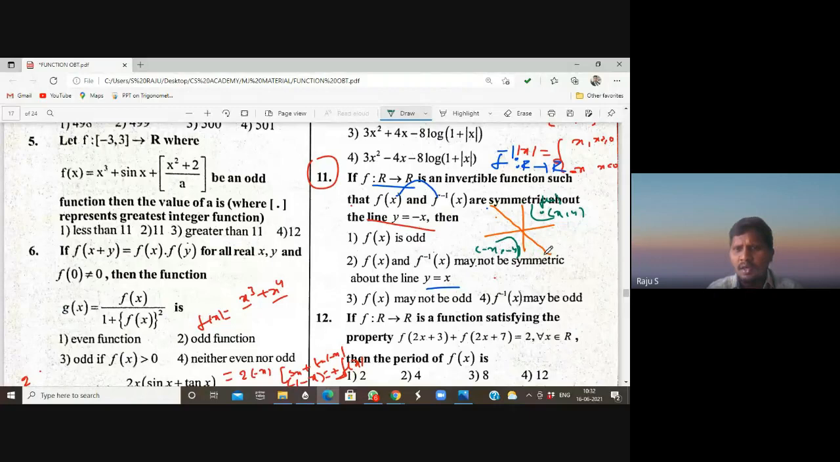And if the point x comma y lies on this graph, then minus x minus y lies on this one. If I take this function as f of x, its inverse I take as f inverse of x. You can take some alpha comma beta also, no problem. So if alpha comma beta lies on the graph of y is equal to f of x, then minus alpha minus beta should lie on the graph of f inverse of x. Otherwise, if alpha comma beta lies on f inverse of x, then minus alpha minus beta lies on f of x.